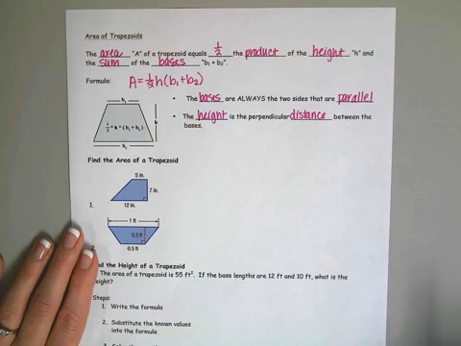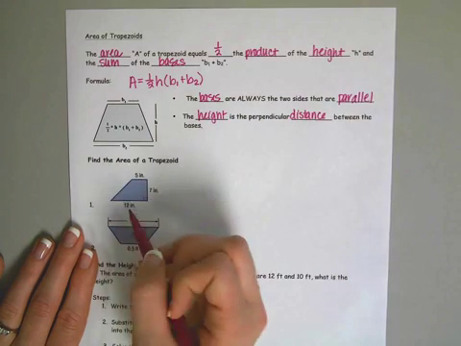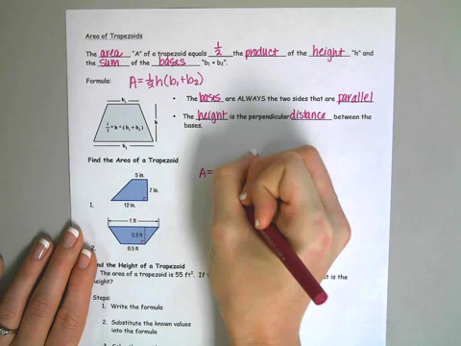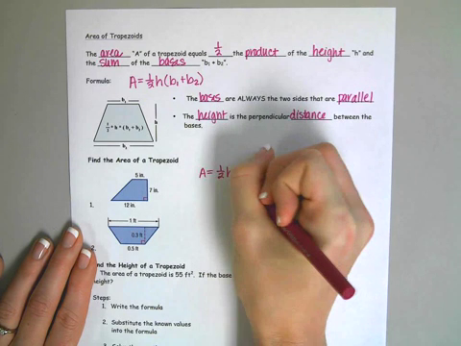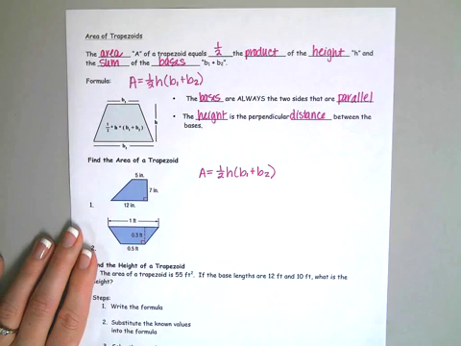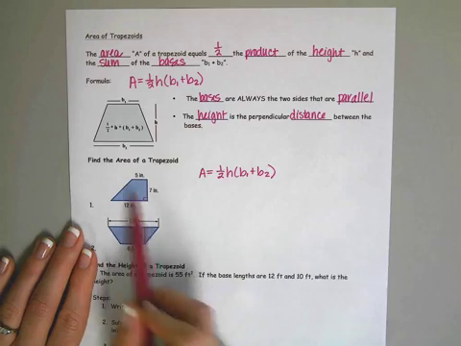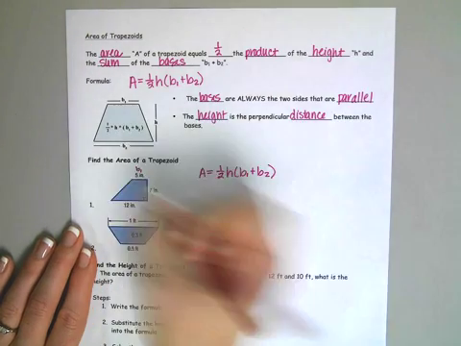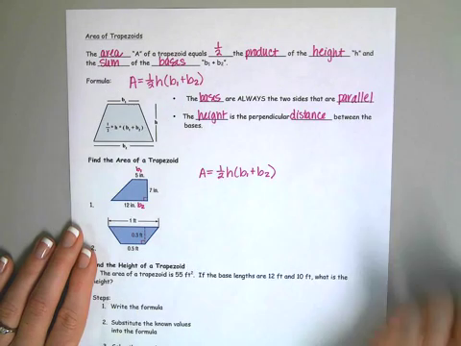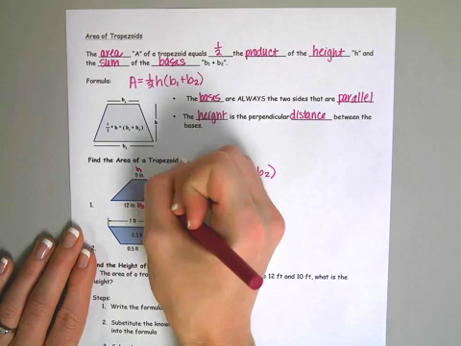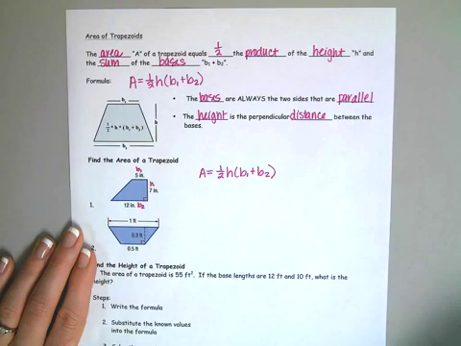Your first step is to always write your formula. Since we're looking at this figure and we can determine it's a trapezoid, I'm going to write area equals 1/2 of the height times base 1 plus base 2. My next step is to substitute in what I know. If I can find the two parallel sides, I know that those are the bases. So I'm going to label this as base 1 and this is base 2. I know that the height is the distance between those two bases, so 7 is going to be the height.